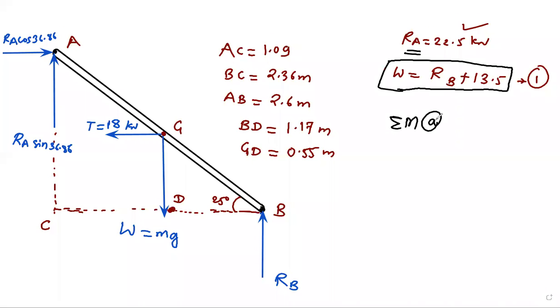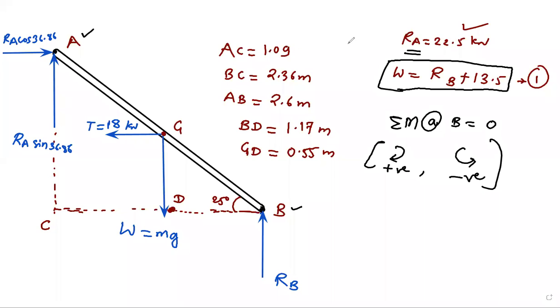So, about which point do we take the moment? Either you can take the moment about A, or about B. We will not take the moment about point G, because W is passing through point G, so the moment due to W is equal to 0. So we will take the moment about point B equal to 0. Sign convention: clockwise positive, anti-clockwise negative.